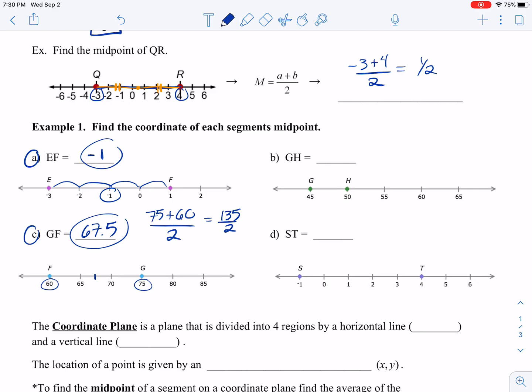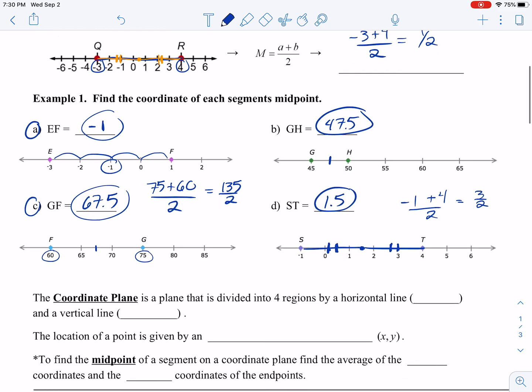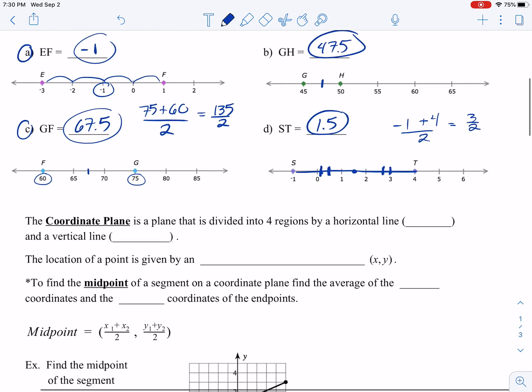Okay, why don't you try example B? The midpoint between GH would be 47.5. And then for example D, -1 plus 4 divided by 2 gets us 3/2, which is the same. You can leave it as 3/2 or write it as a decimal, 1.5. 1.5 is right here, the same distance to T as it is to S. Great. Okay, moving on to our coordinate plane.